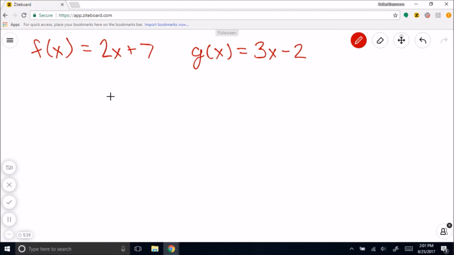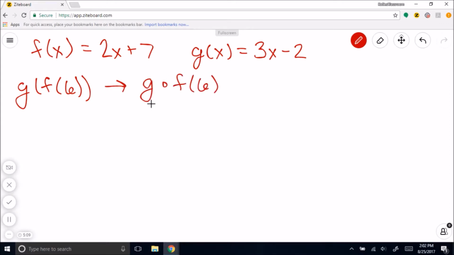All right, here is a second example. We've got f of x equals 2x plus 7 and g of x equals 3x minus 2. And we're going to find g of f of 6. And before we get going on this, I do want you to realize that you may also see this written as g of f of 6. So these are written both ways, and they're asking you to do the same thing.